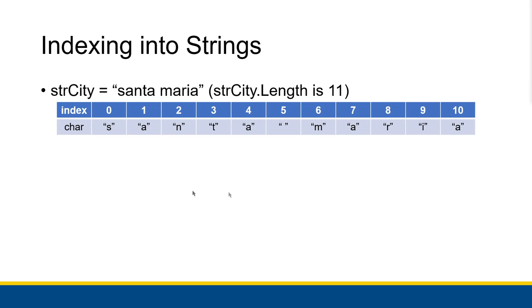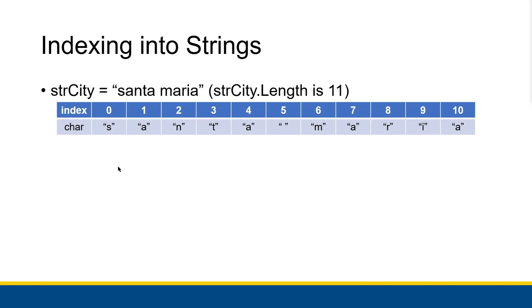So here's an example string. If we have the variable string city set equal to Santa Maria, all lowercase, its length is going to be 11 because it has 11 characters in it. And what I have is at every single index from 0 to 10 inclusive, the character that appears at each index. So the length of string city is 11, but the highest index is 10. That's really important to remember because we start counting at 0 when we're talking about indices like this. The highest index is going to be 10 for a string of length 11. This is really important to remember, so be sure you feel comfortable with that idea.